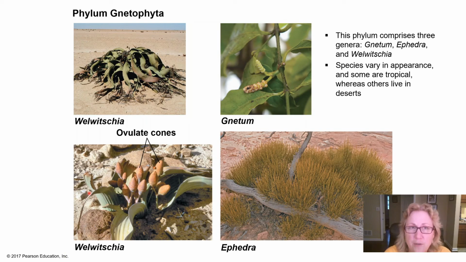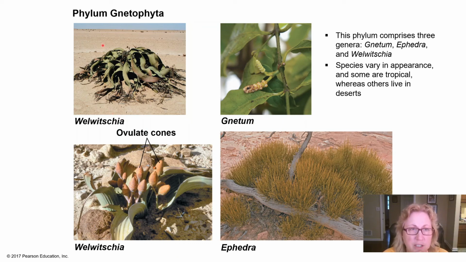Another weird group is the gnetophytes. There are very few species of the gnetophytes left. These are some of the genera: Welwitschia, there's a few species of Welwitschia, and Gnetum, and Ephedra. There's only a few species in each of these genera, and you can tell that these are genera because they're italicized, just like the first word of a species name.